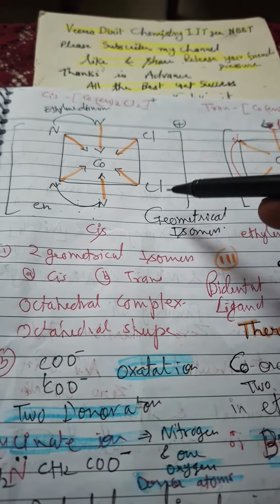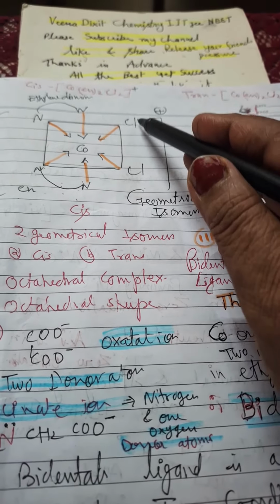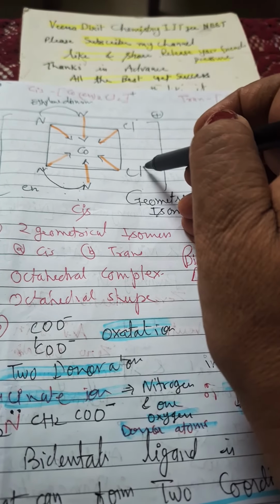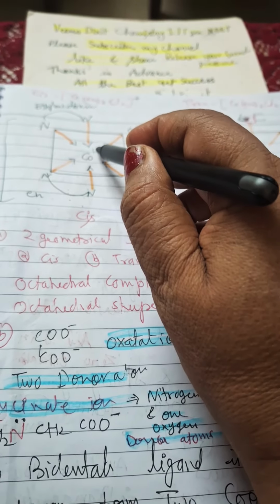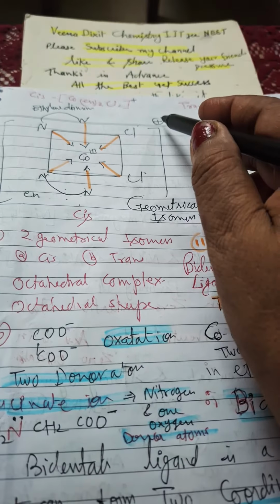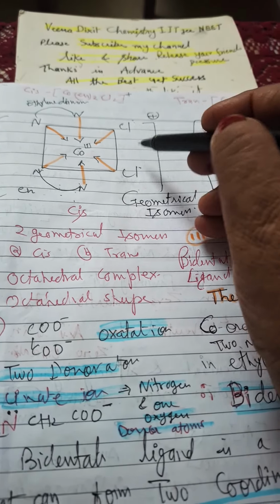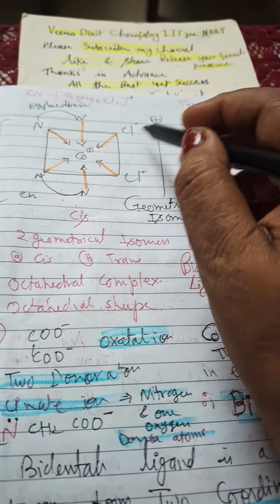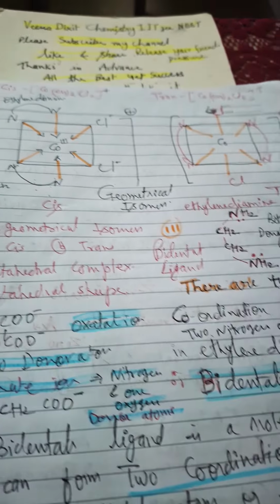Here this is the monodentate ligand Cl. En is neutral and Cl is negatively charged. So this is one negative, this is one negative, and cobalt has 3 positive. Then the overall charge will be, because there are 2 negative charges and 3 positive charges, to simplify it, 1 positive charge over here.